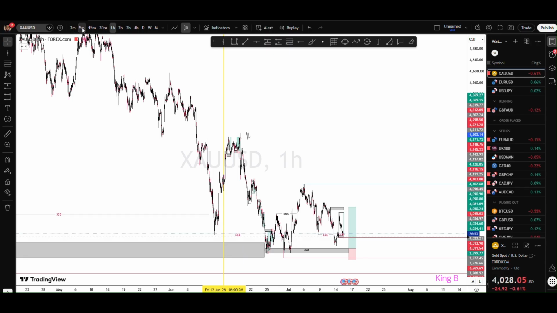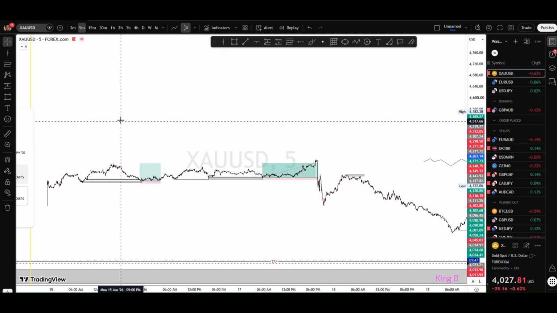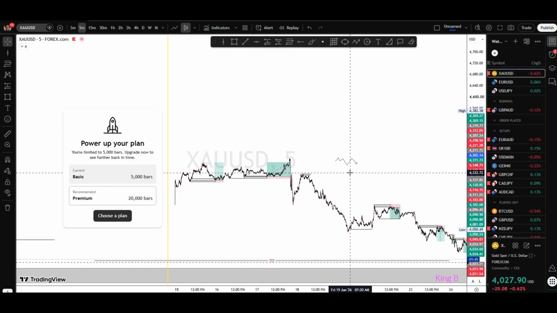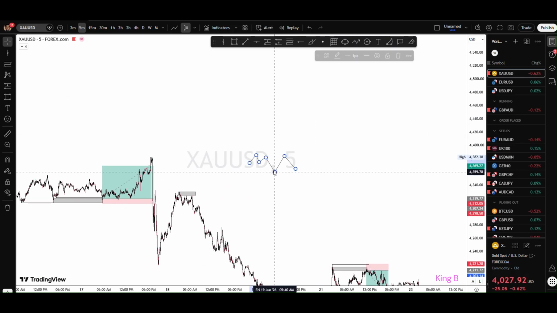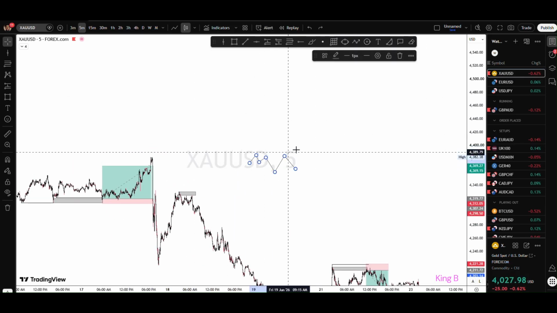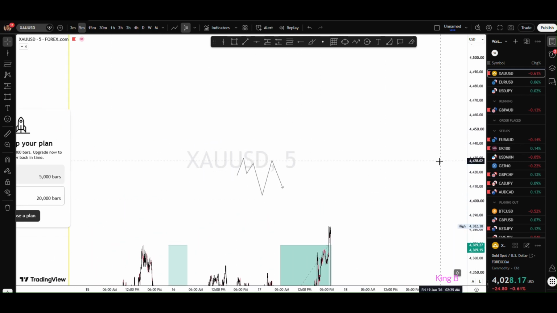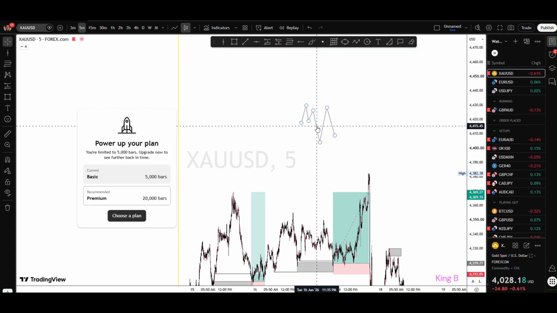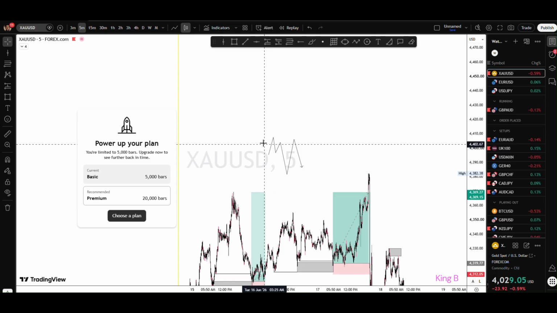All we're looking for is this. I think I have it drawn out on the 5 minute time frame. All right, so this is it. This is all that we're looking for. Sorry, so this is all we're looking for. This is for a sell scenario where the market has been bearish, something like this here.